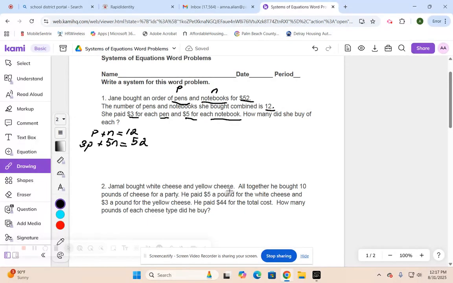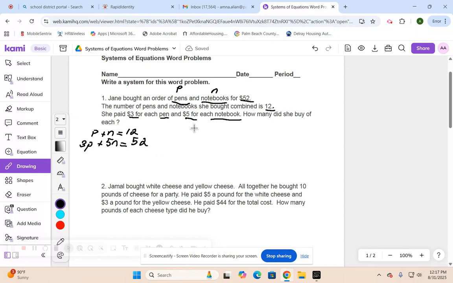One of these equations has to be solved for P or N. Of course, you want to solve the one that's easier to solve for P and N. So if you look at the top one, we just have P plus N equals 12, which is a lot simpler to solve for P or N than 3P plus 5N equals 52.